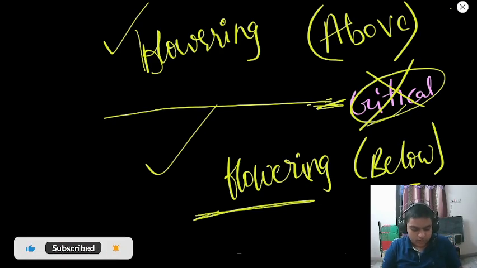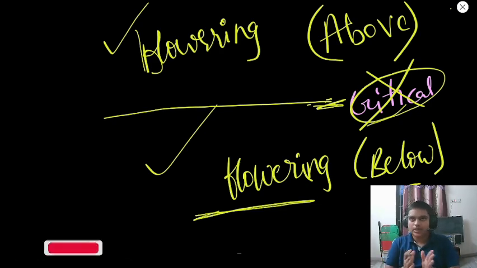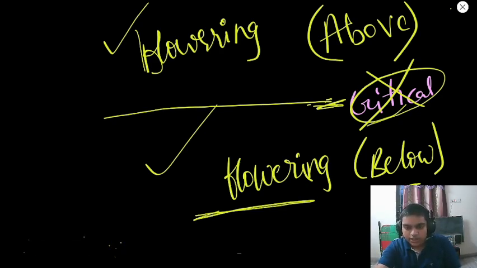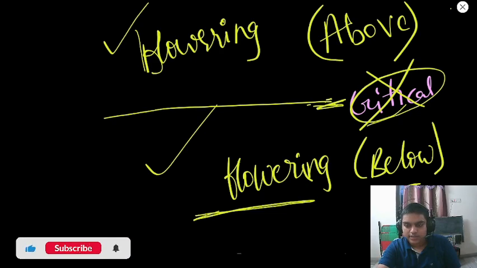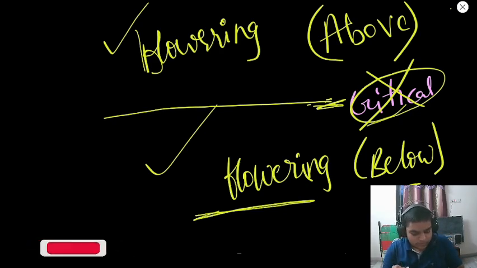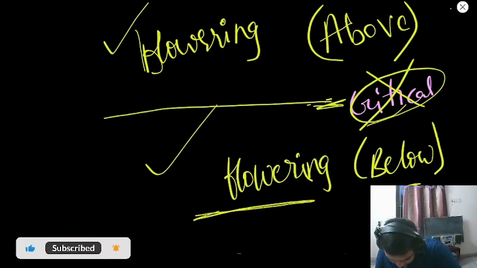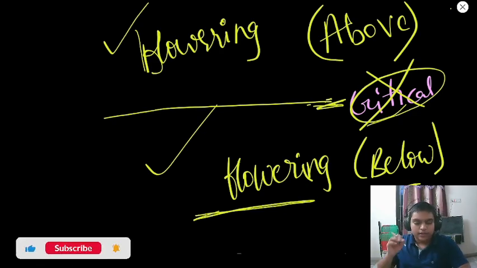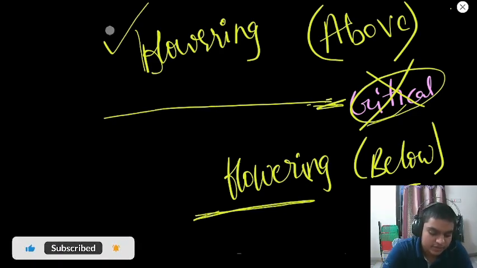Now, how is this flowering being set by the photoperiod? According to your NCERT, there is a line given. Let me read the line which is given.